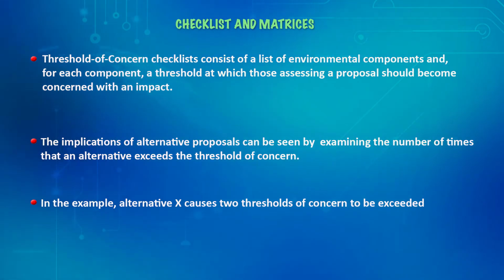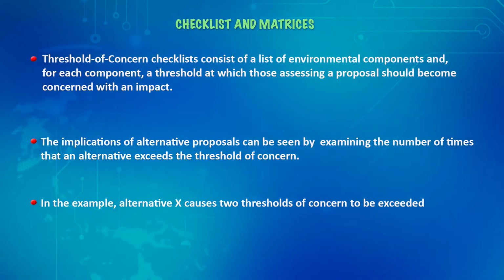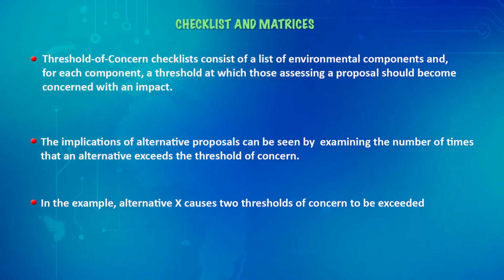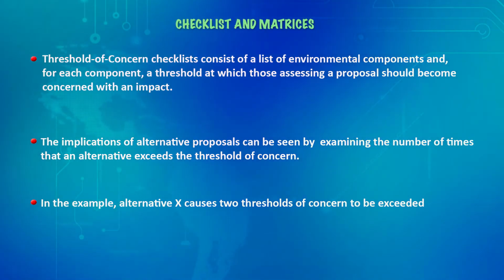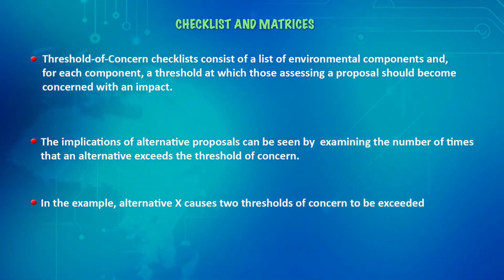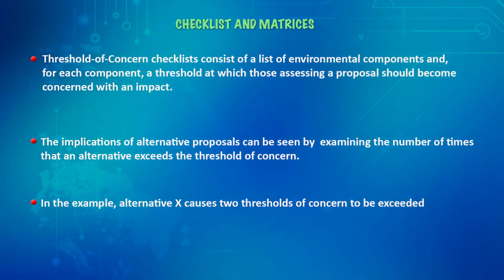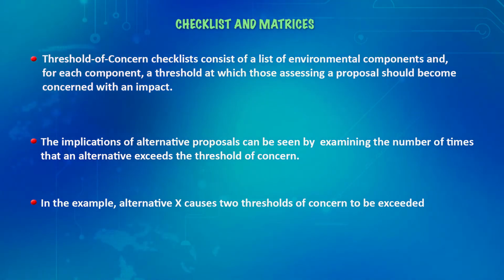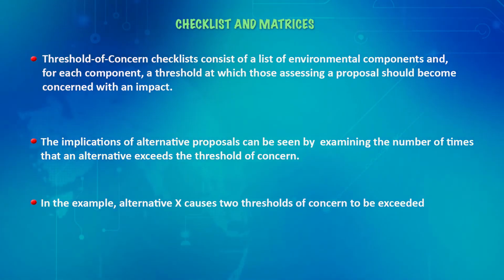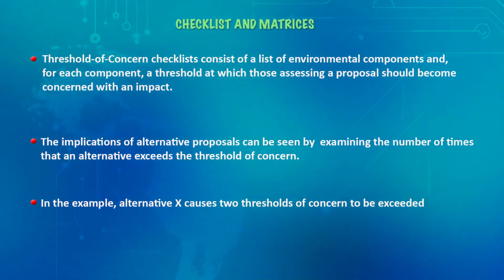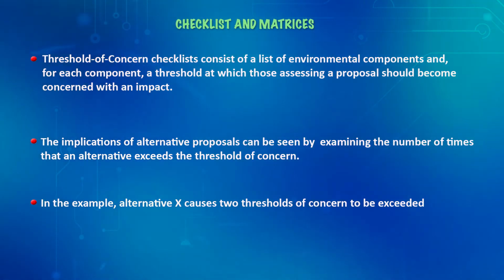So we will be examining those things, and we will be trying to find out the number of times that an alternative exceeds the threshold of concern. Okay. Based on that, we will be examining that particular alternative, whether it is beneficial or not beneficial, and we will be selecting the alternative which has the minimum number of threshold exceedances. So this is basically the threshold of concern checklist. Now let us go into the second method.